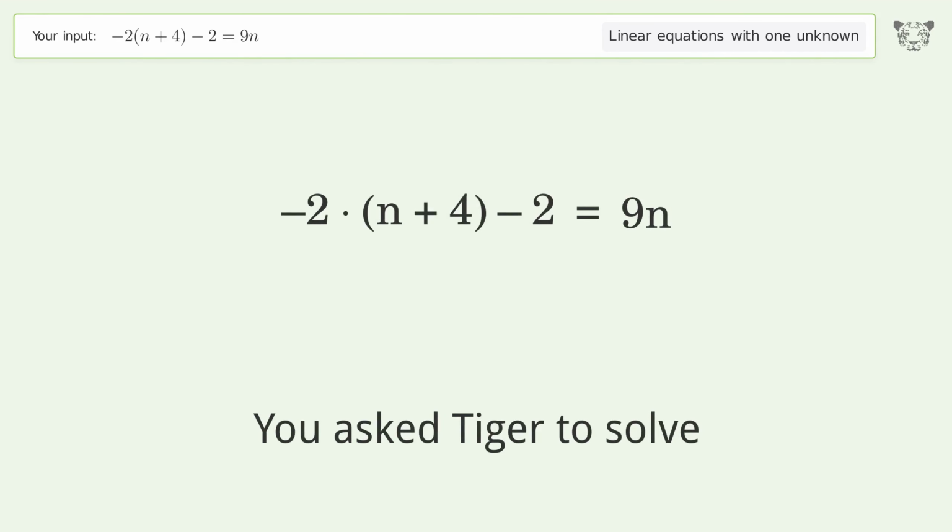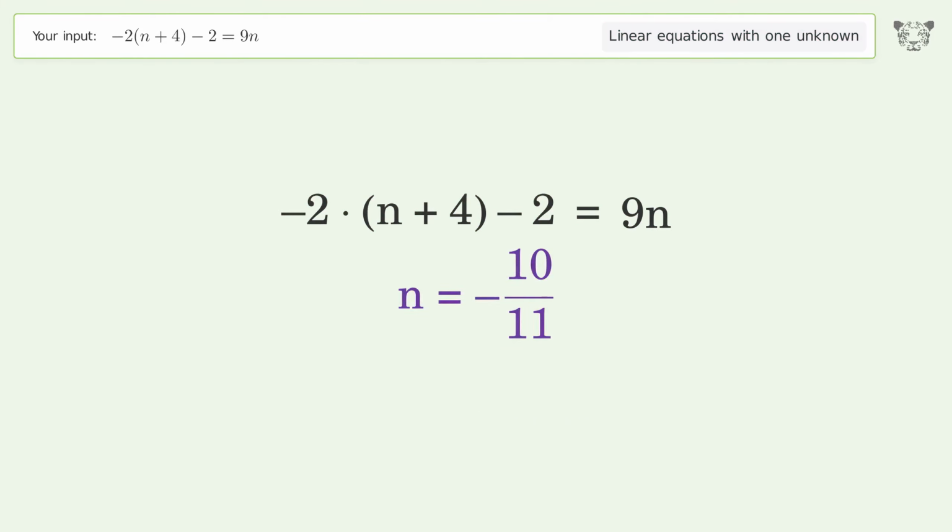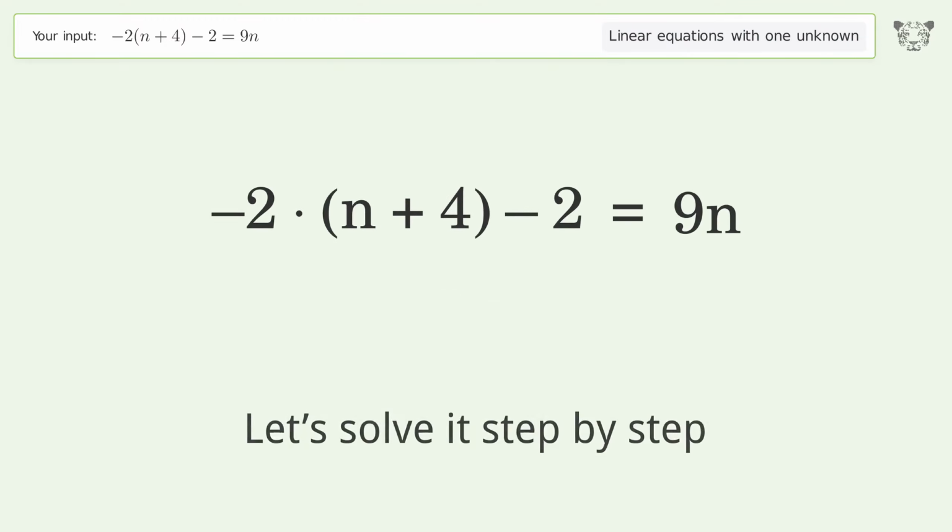You ask Tiger to solve. This deals with linear equations with one unknown. The final result is n equals -10/11. Let's solve it step by step.